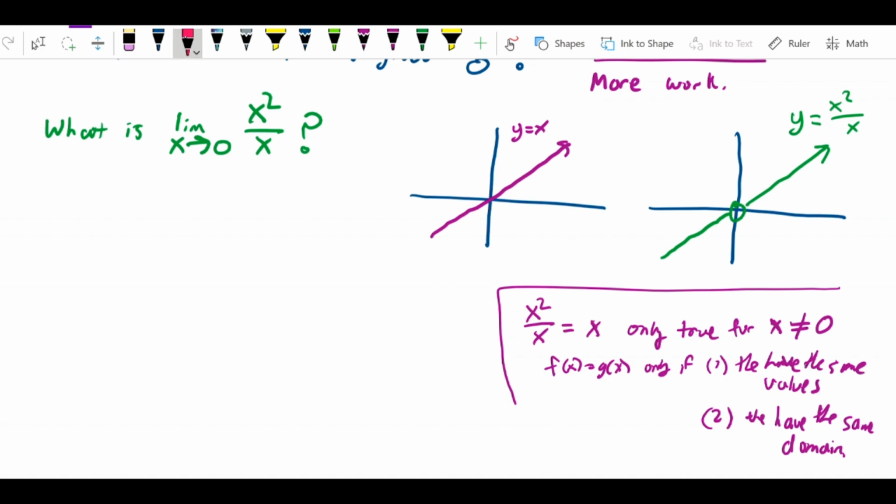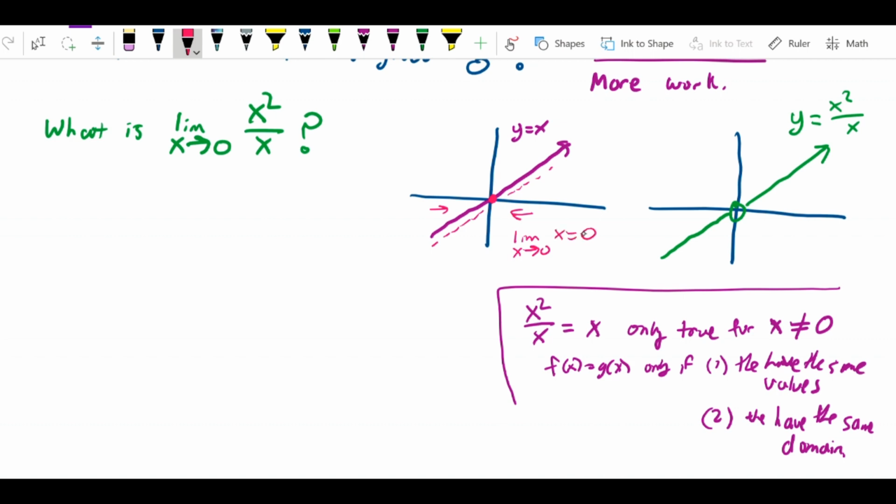But now let's go back to the ant. Suppose the ant is crawling on the purple function. Where does the ant conclude, as we approach the point x equals 0, its y value is going to be? The answer is it looks like this function is heading toward a y value of 0, and that's in fact true. So we say that the limit as x approaches 0 of x is equal to 0.